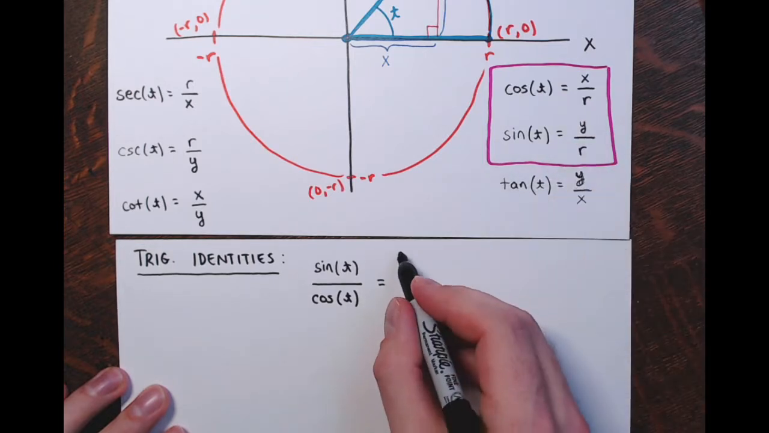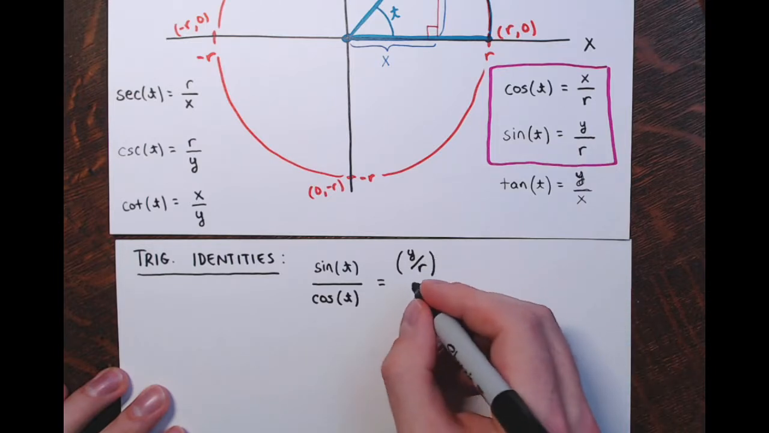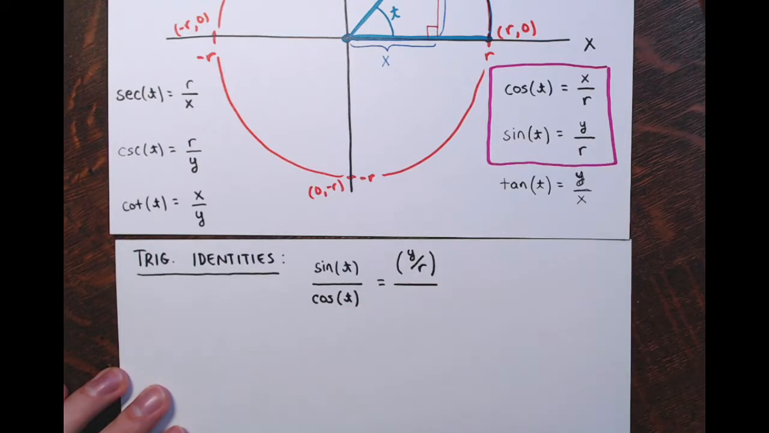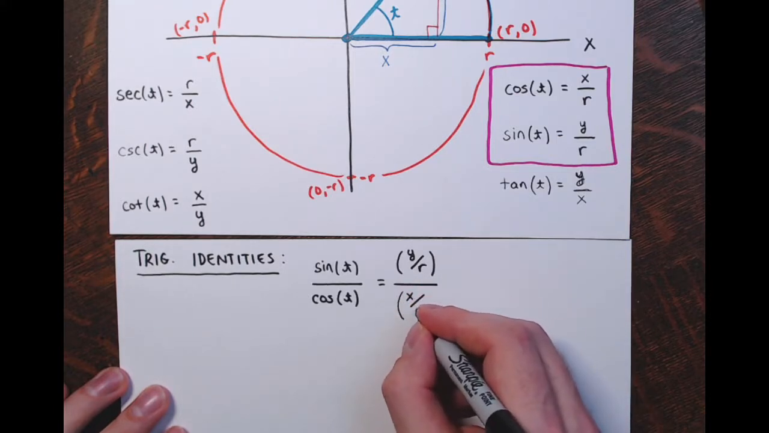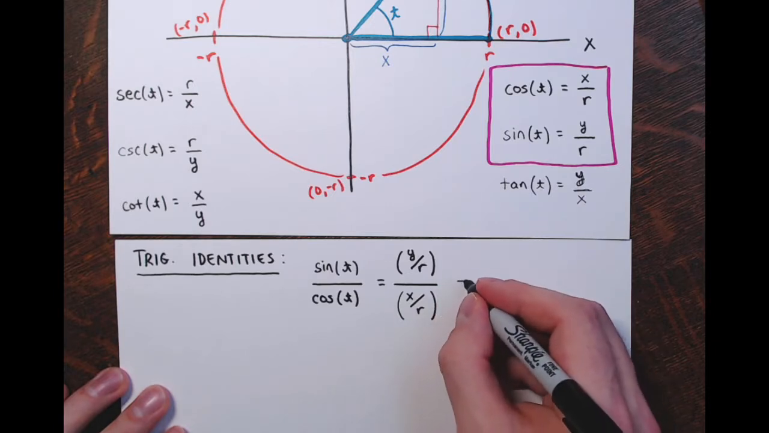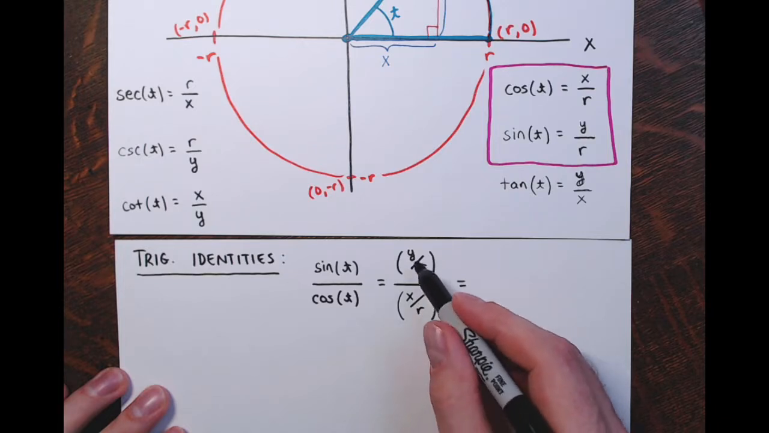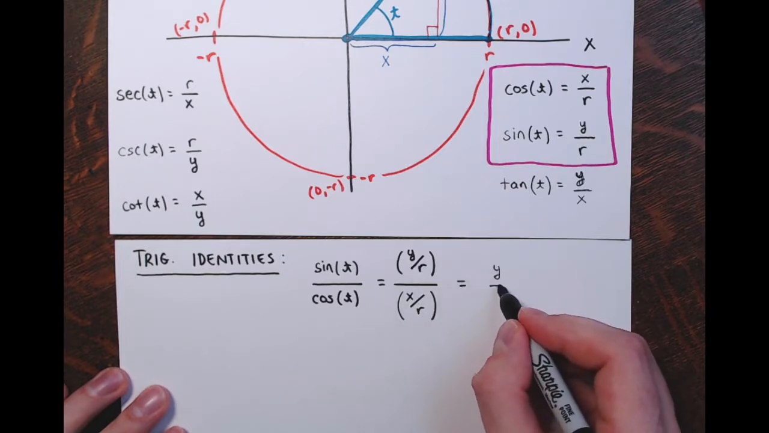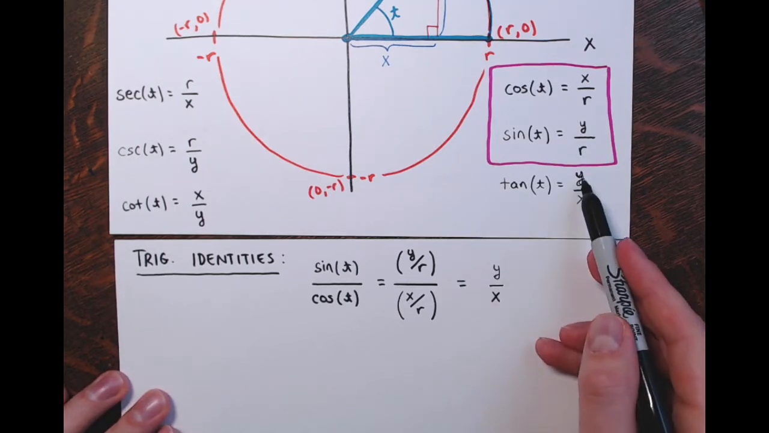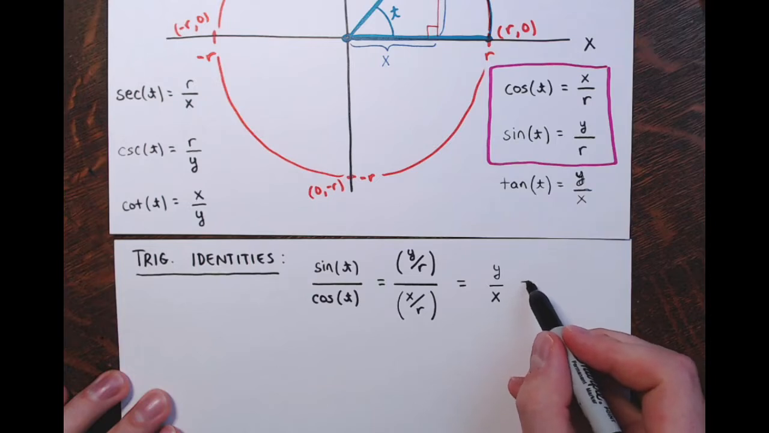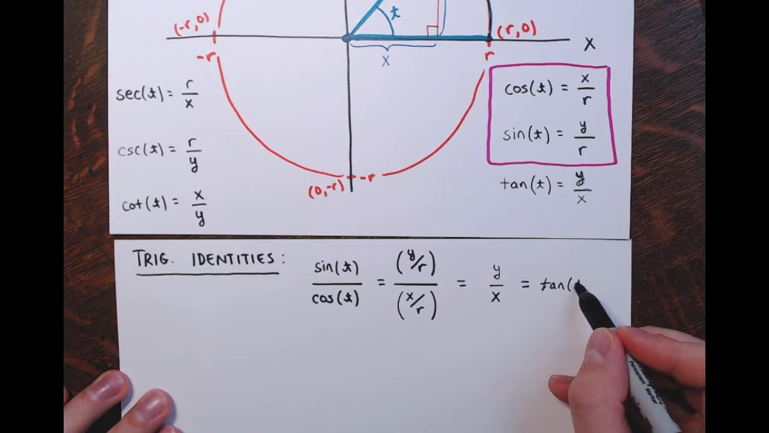The sine of the angle was, remember, the y-coordinate of my point divided by the radius of the circle, divided by the cosine of an angle, which was the x-coordinate of the point on the circle divided by the radius. If you were to multiply the numerator and denominator by r, the r's would cancel and I'd be left with y divided by x. Well, where else have I seen this? Y divided by x is the tangent of the angle, the central angle.